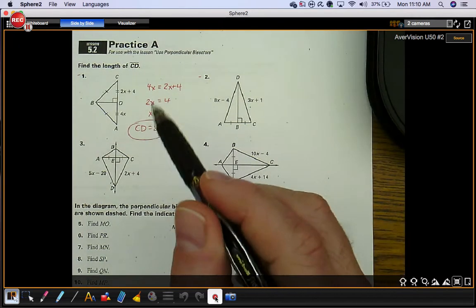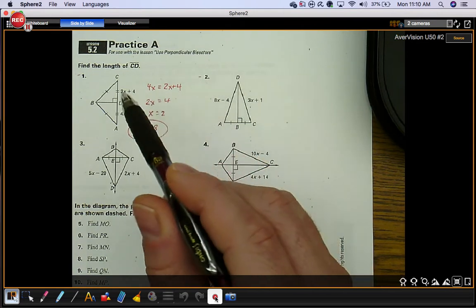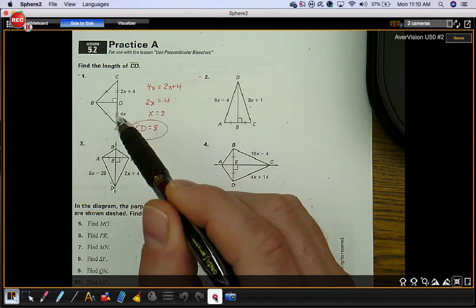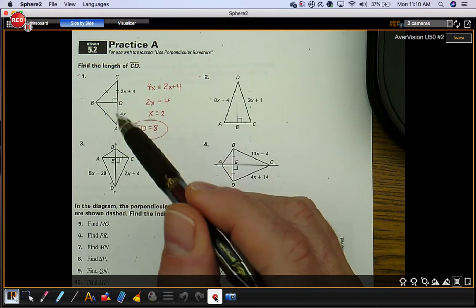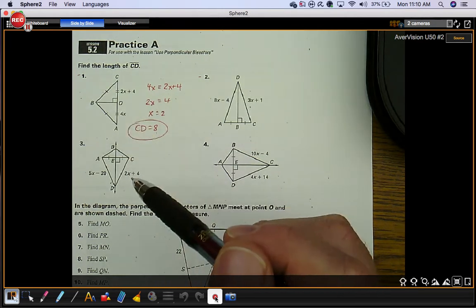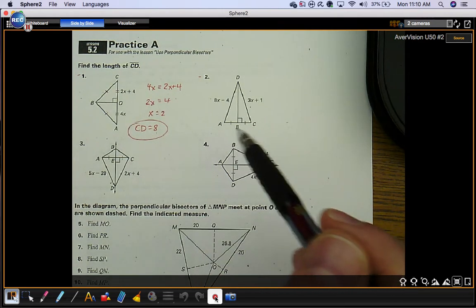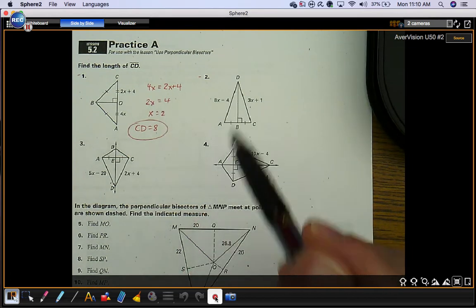Now, this did not use anything about perpendicular bisectors. You have an isosceles triangle. Those parts are the same. Well, actually, we do have a perpendicular bisector here. Now, same concept here. This didn't use the perpendicular bisector theorem, but this one will.